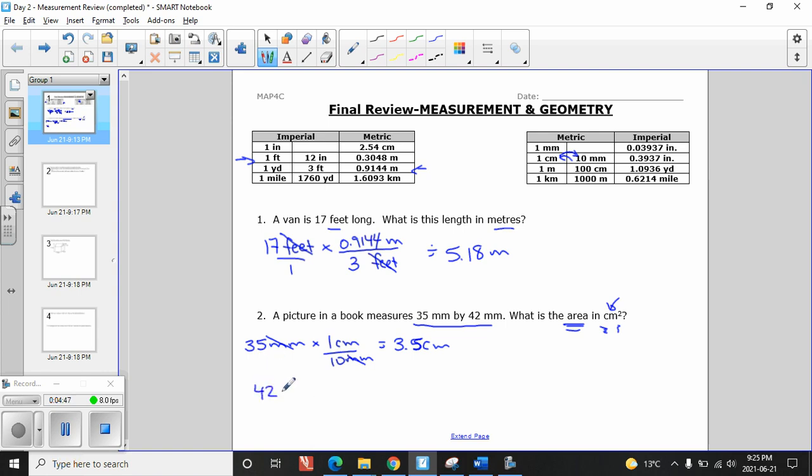So we can also convert the other dimension of the book, 42 millimeters. That's 4.2 centimeters. All right, so now we've got the two lengths in centimeters. We can do the area calculation. Area of a rectangle is length times width. 3.5 centimeters times 4.2 centimeters. And that comes out to 14.7, so approximately 14.7 centimeters squared.